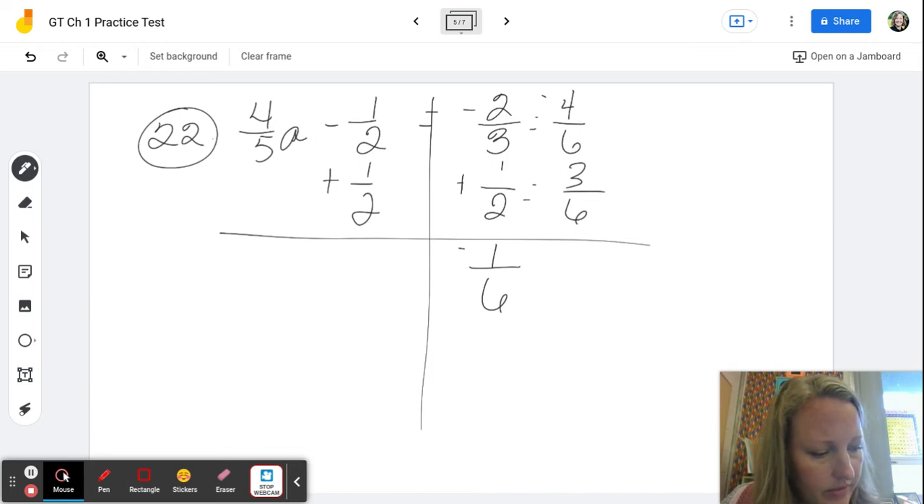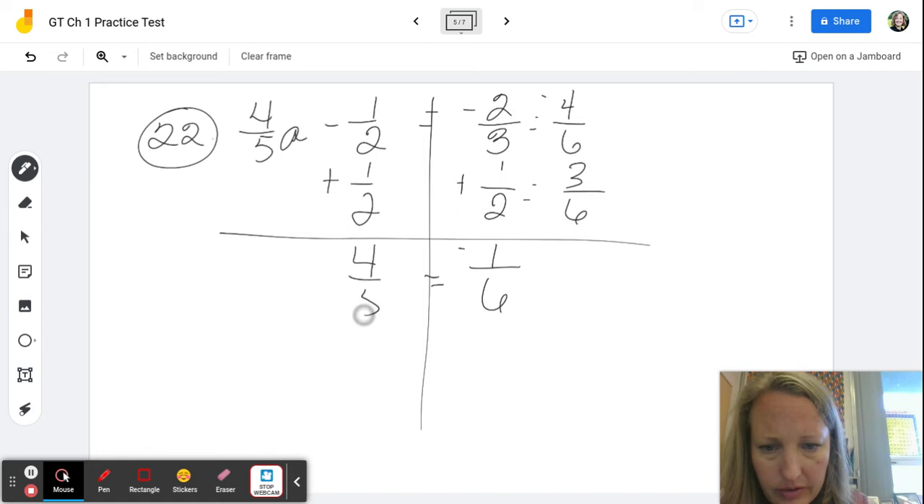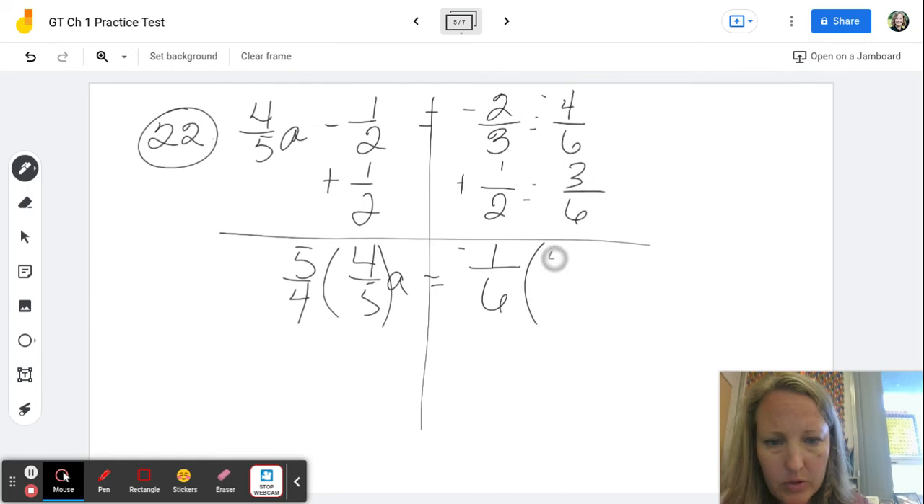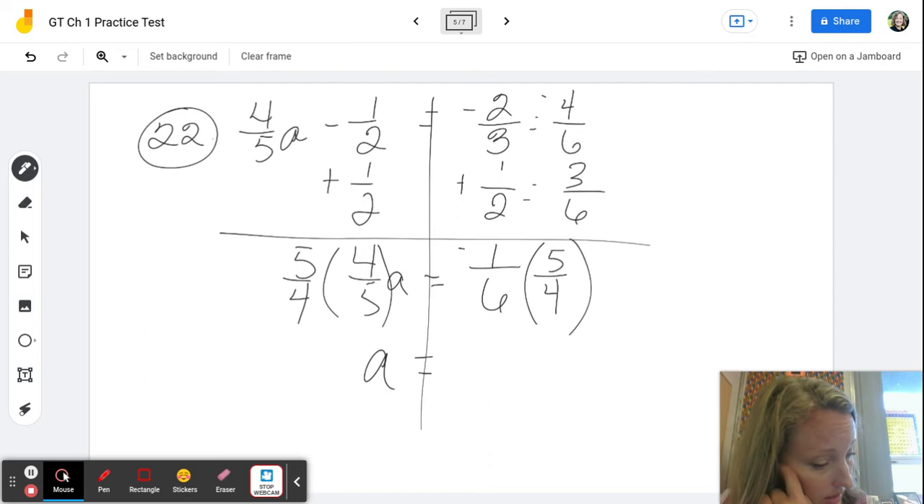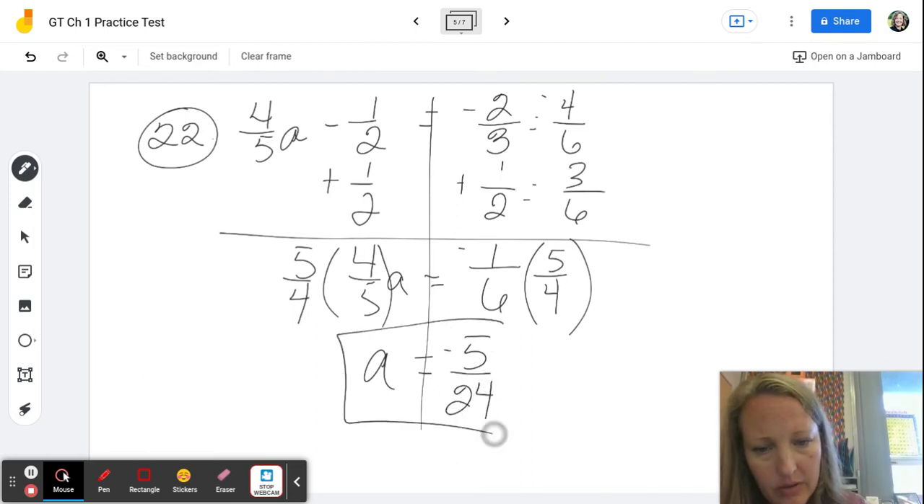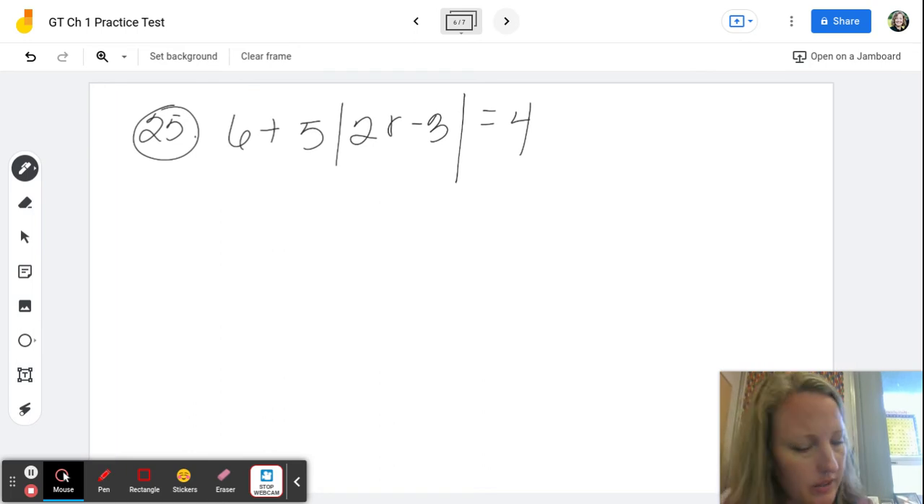Okay, so here we have equal to 4/5 of a number. So we undo this multiplication here. We're going to multiply by the reciprocal, which is the same as dividing, right? So multiply by the reciprocal. So a, and this is going to end up being a negative, right? Because we have a negative 1/6. 5 and 24 and a negative, right? So we have a negative. Okay, 25.